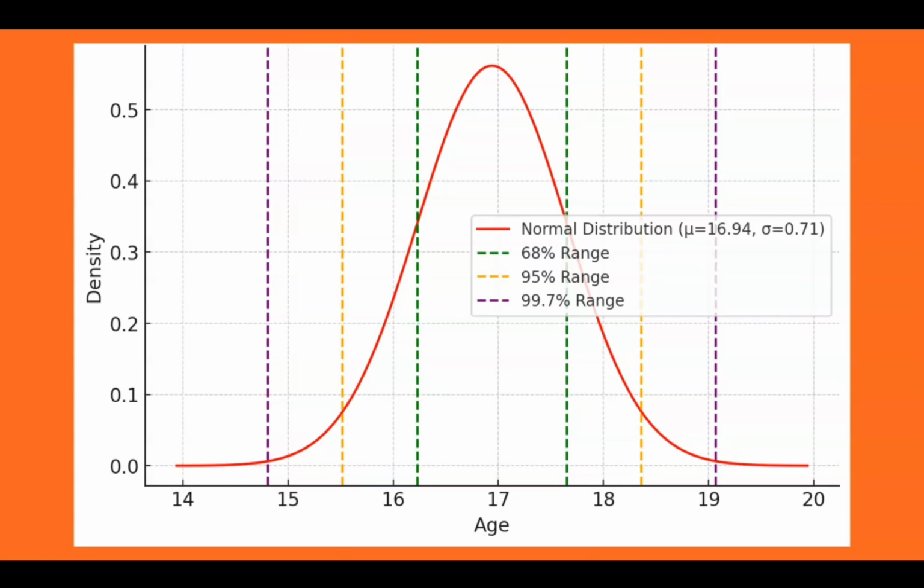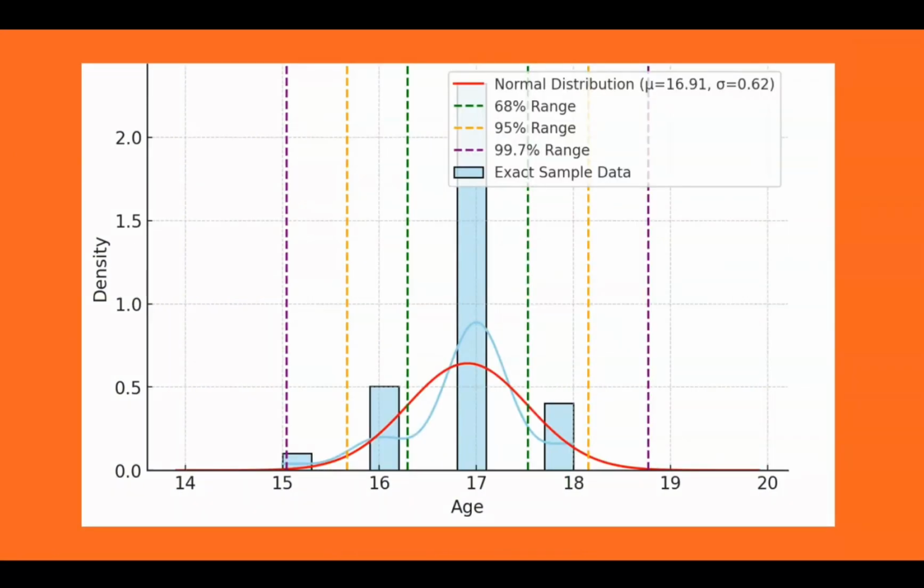Here's our normal distribution graph of the students' years of age. And here's the normal distribution with the exact sample data, so they're together. And also with 68% range, 95% range, and 99.7% range.